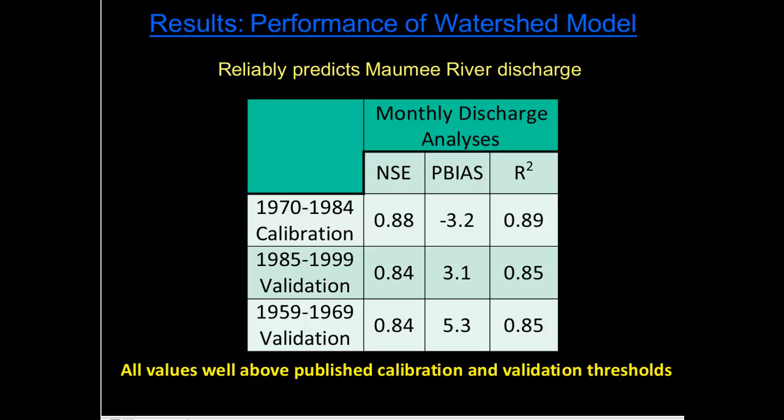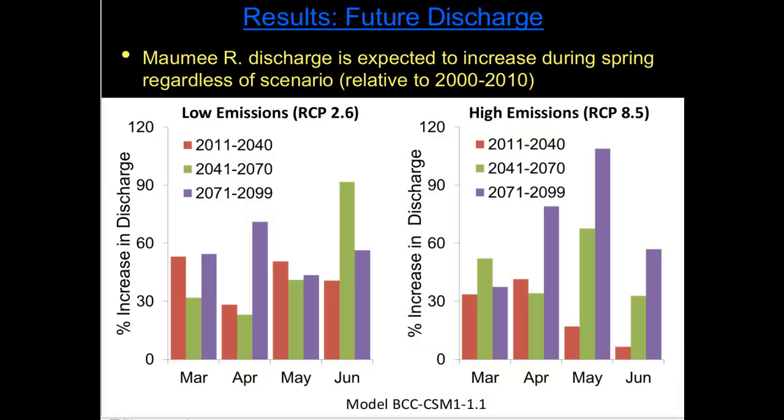So we're able to predict climate. We're able to take those changes in precipitation from the climate, move it through these watershed models to predict the changes in discharge from the Maumee River. So these are the actual results we have of future discharge.